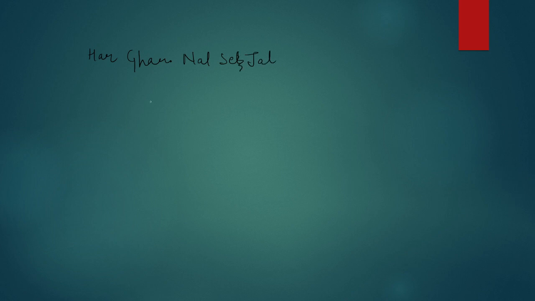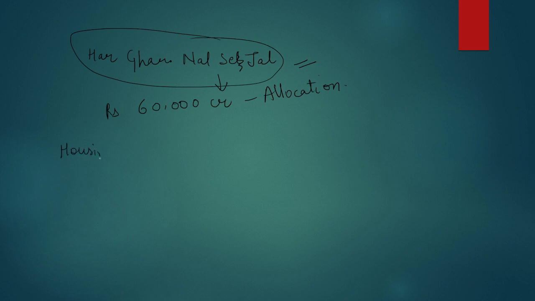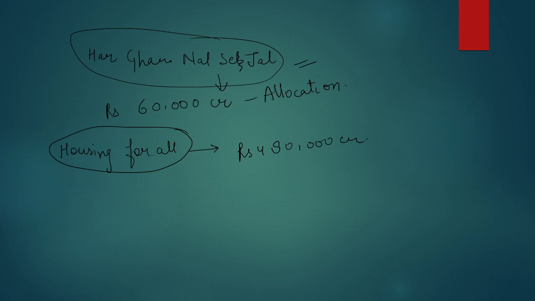Under the Nal Se Jal scheme, how much allocation would be there? 60,000 crore rupees allocation would be given for this Jal Jeevan Mission, or you can say the Har Ghar Nal Se Jal scheme. And the housing for all scheme is there. For this scheme, how much allocation is there? As you can say, PM Awas Yojana, there would be an allocation of around rupees 48,000 crore, and these are allocated for completion of 80 lakh houses in 2022-23 under PM Awas Yojana. And this is the fact.